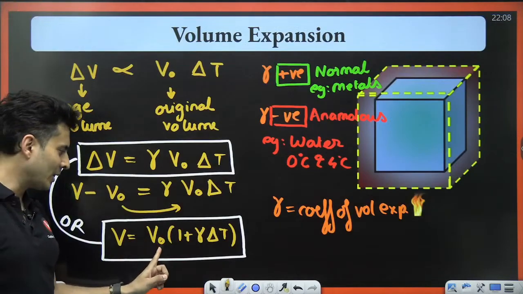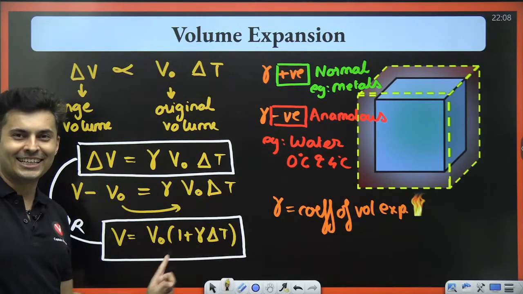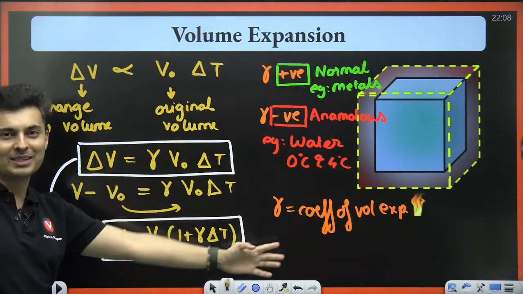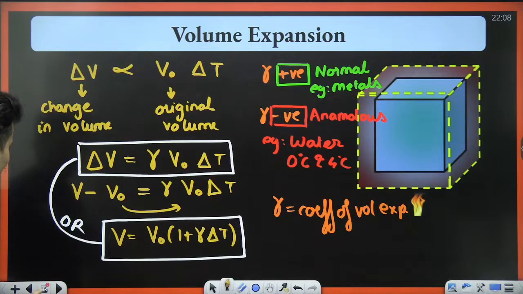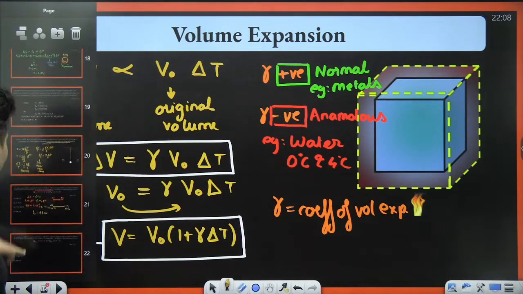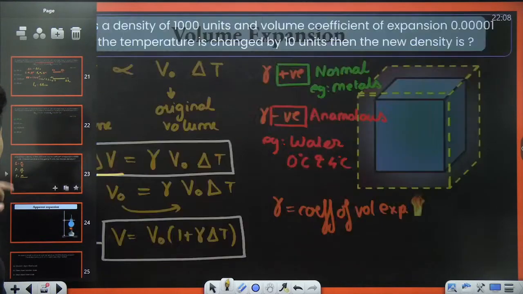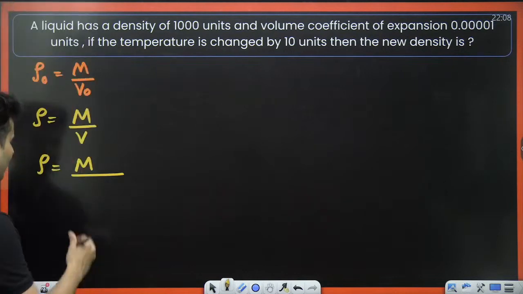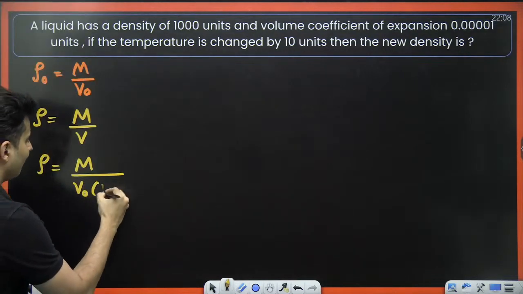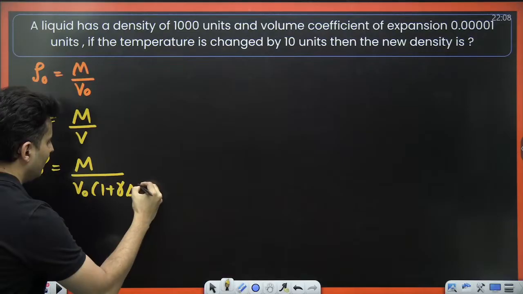Final volume is original volume times 1 plus gamma delta T. Remember, we just did it during volume expansion. So why not use this equation over there and see what happens exactly? So this will become original volume times 1 plus gamma delta T.